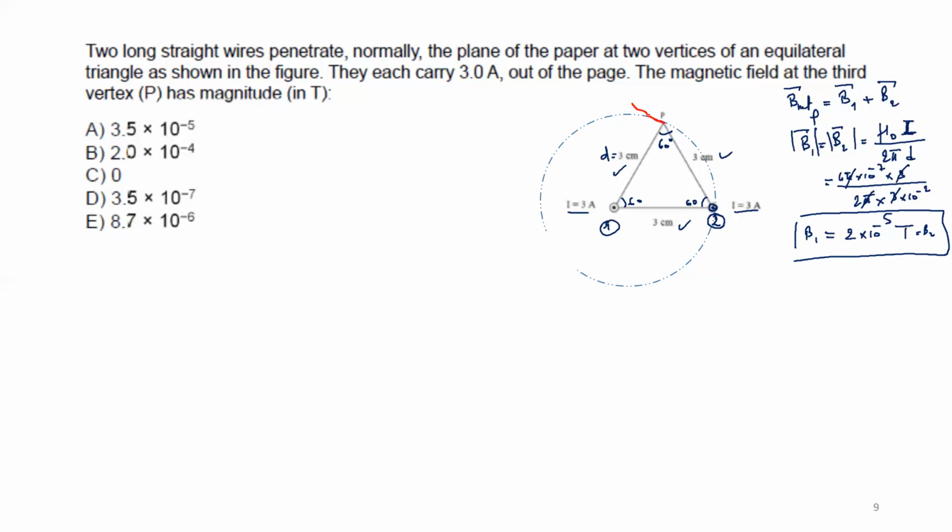So B1 will be like this. Do you agree with me? Right-hand rule. Good. Now, what do you think here? Of course, this angle here will be 90 degrees. So what do you think this angle here should be?